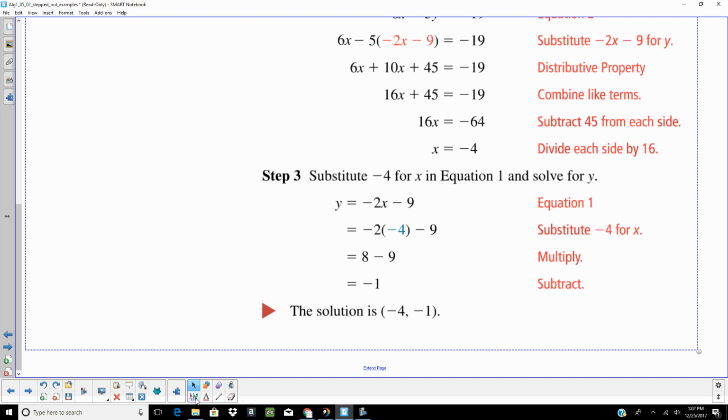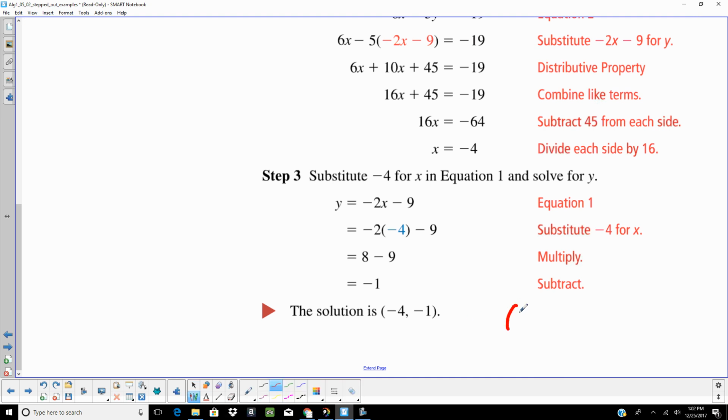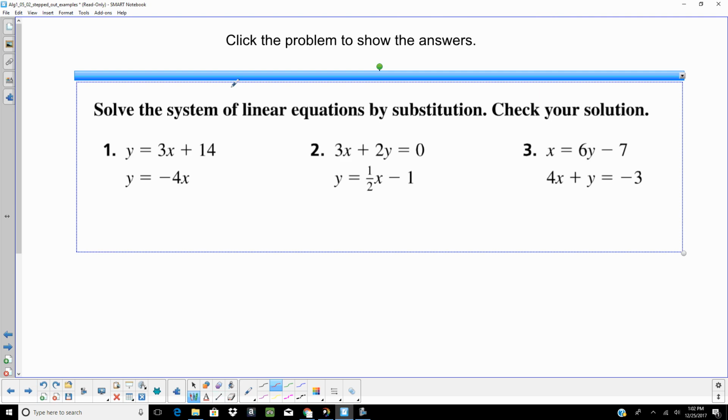Whenever you give answers, it's always going to be as an ordered pair, x first, then your y. If I wanted to verify that, I could plug that back into both equations and check it. All right, so I'm going to get you started on these, and then I'm going to have you finish them off.